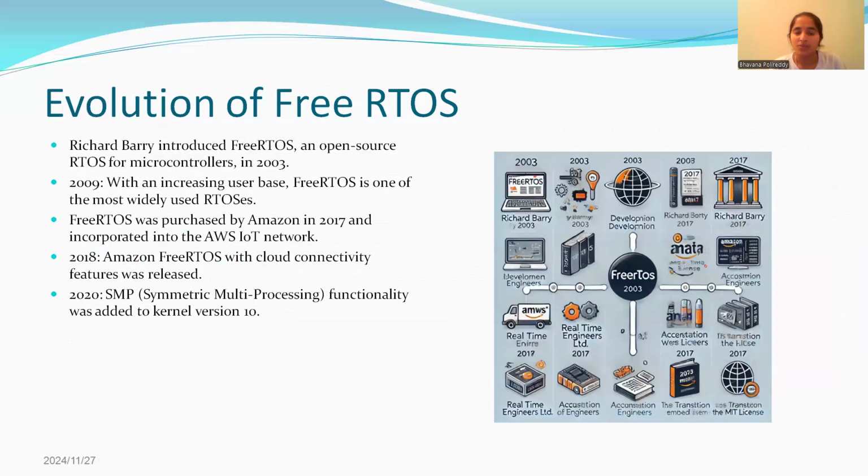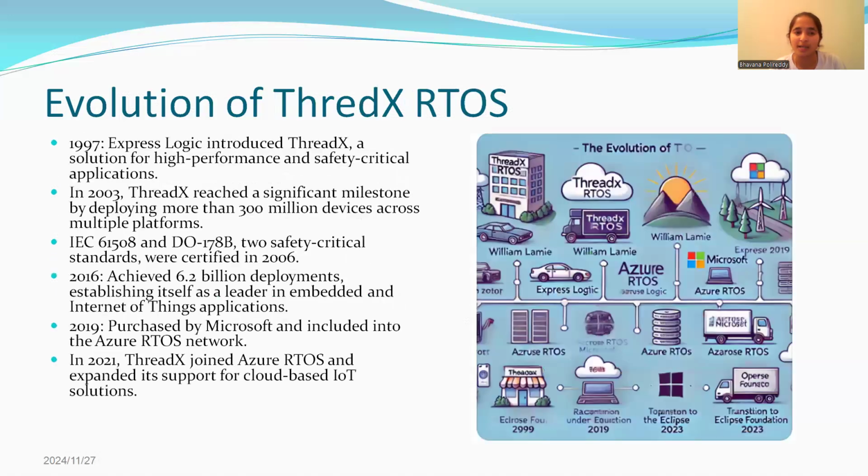Let's learn about the evolution of FreeRTOS. As I discussed, it was initially developed by Richard Barry in 2003, and in 2009, with an increasing user base, FreeRTOS became one of the widely used RTOSs in the market. FreeRTOS was purchased by Amazon in 2017 and incorporated into the AWS IoT network. In 2018, Amazon FreeRTOS with cloud connectivity features was released. And in 2020, SMP, symmetric multiprocessing functionality, was added to kernel version 10.